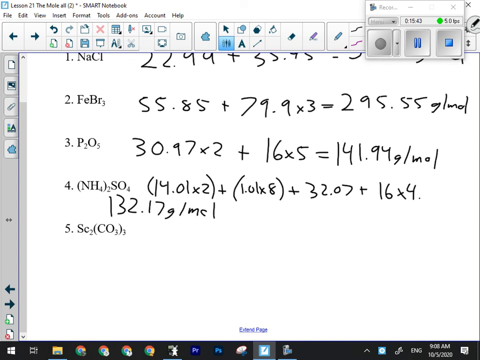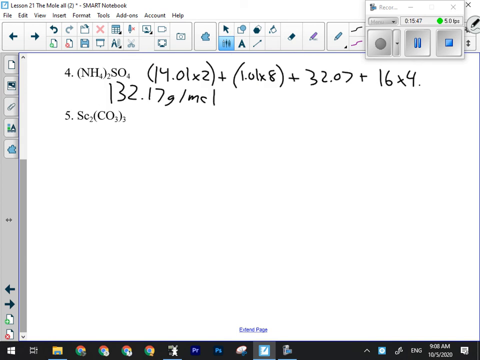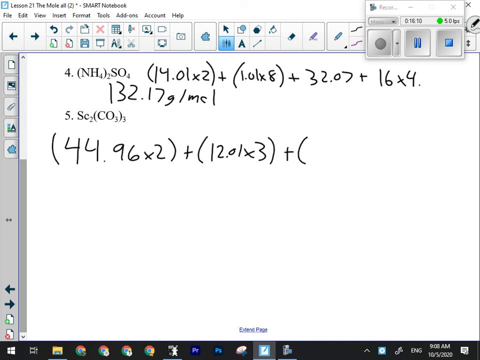All right, for number 5, okay, we have scandium carbonate. So molar mass for scandium 44.96. Okay, and how many are there? 2. Okay, plus how many carbons? 3. How many oxygens? 9, right.